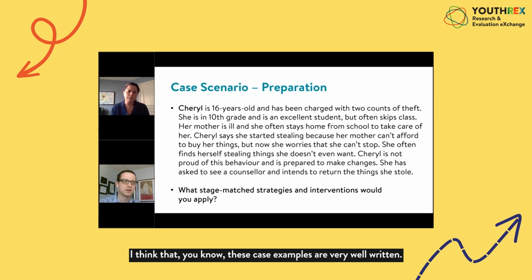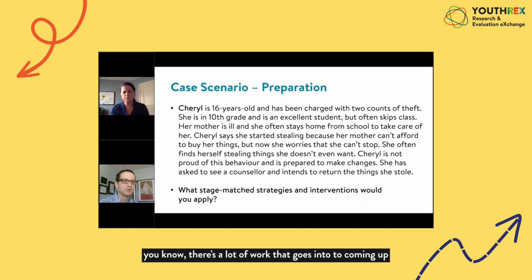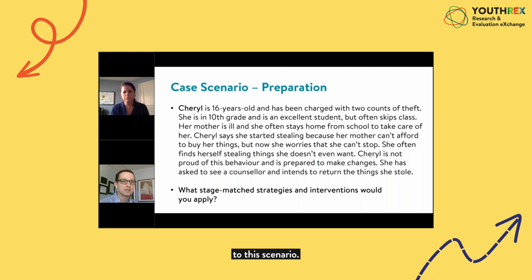I think that these case examples are very well written. They're perfect actually for each stage. It's not often that we have an exact example like this come up. There's a lot of work that goes into coming up to this scenario. So building on the work that has been done, and then helping her.